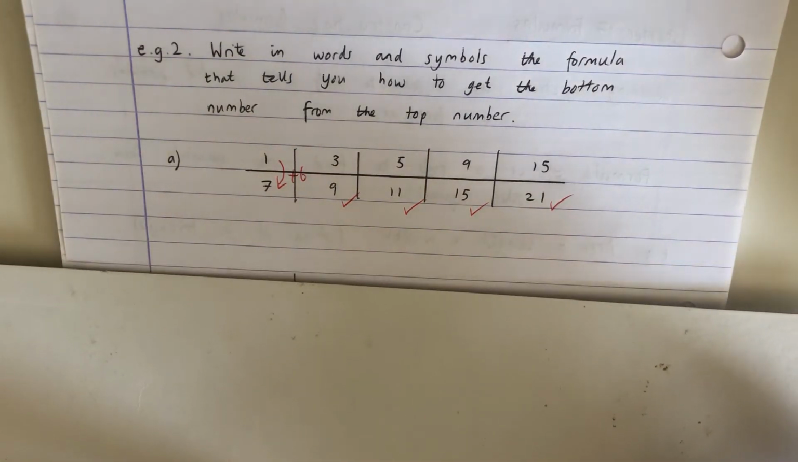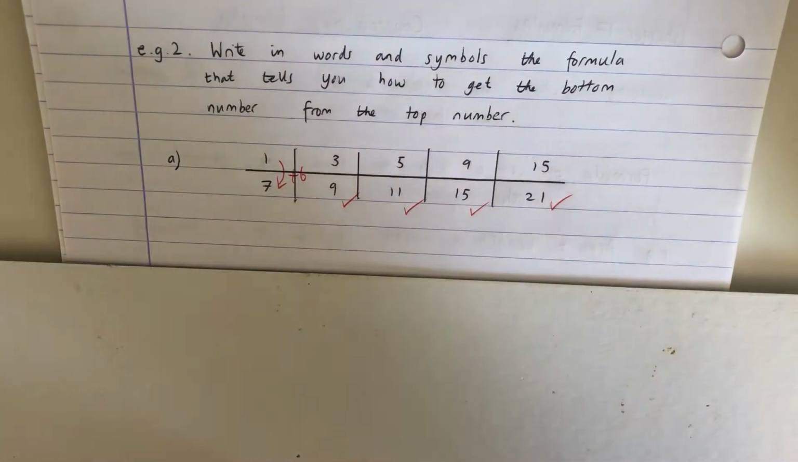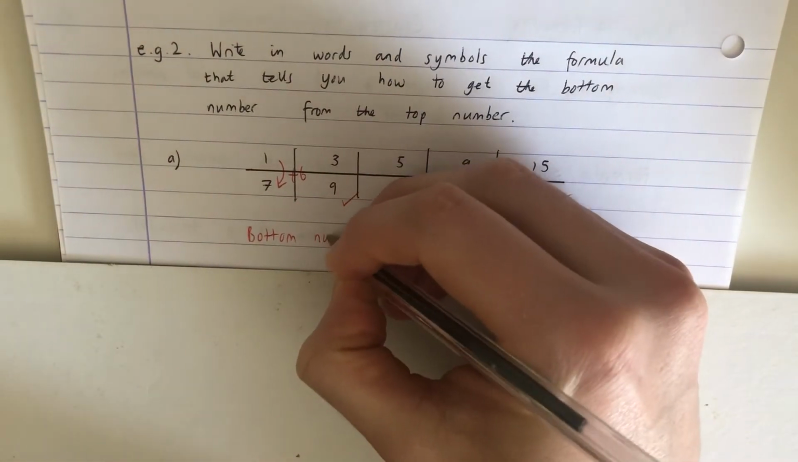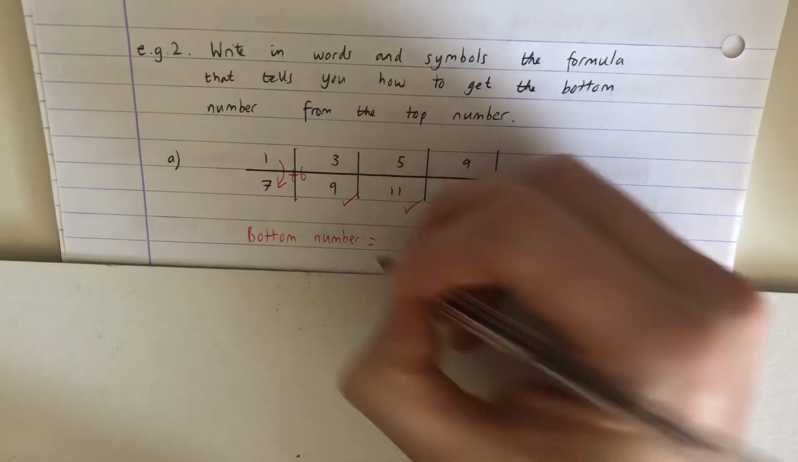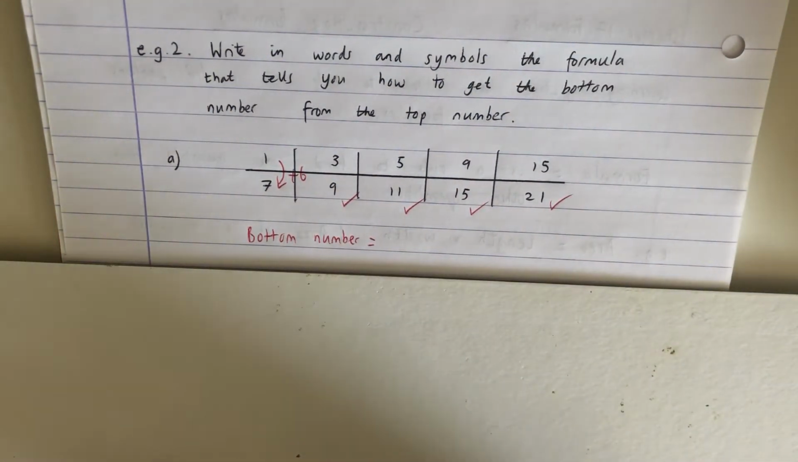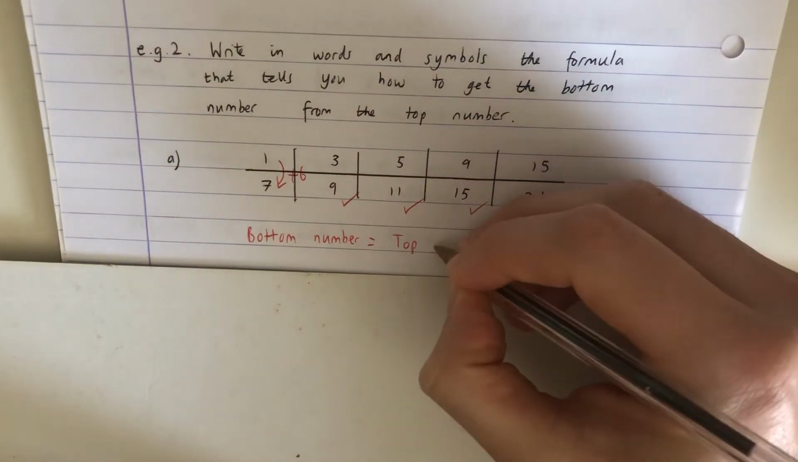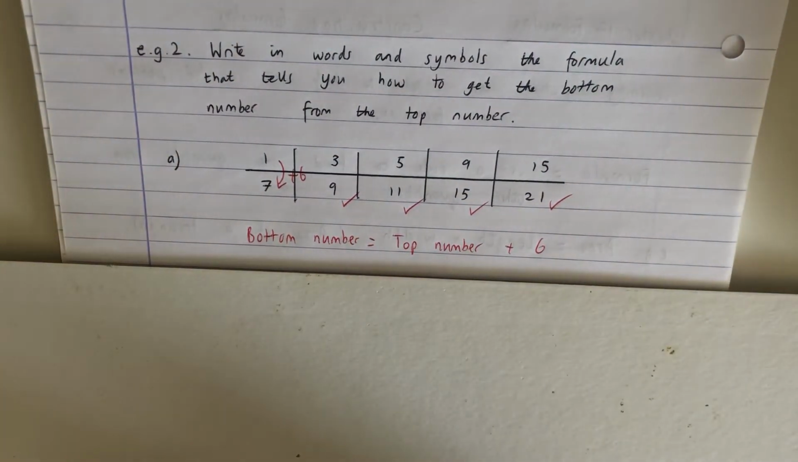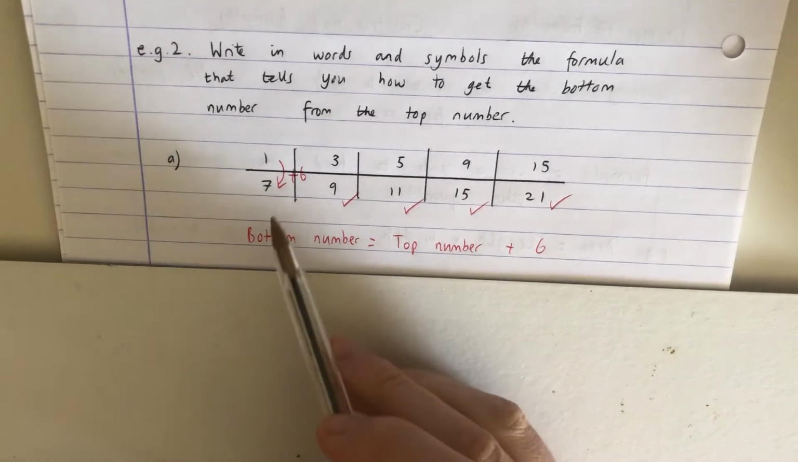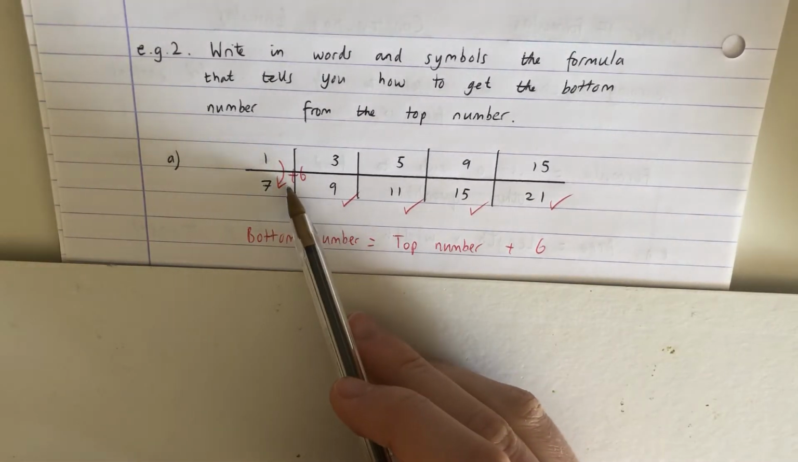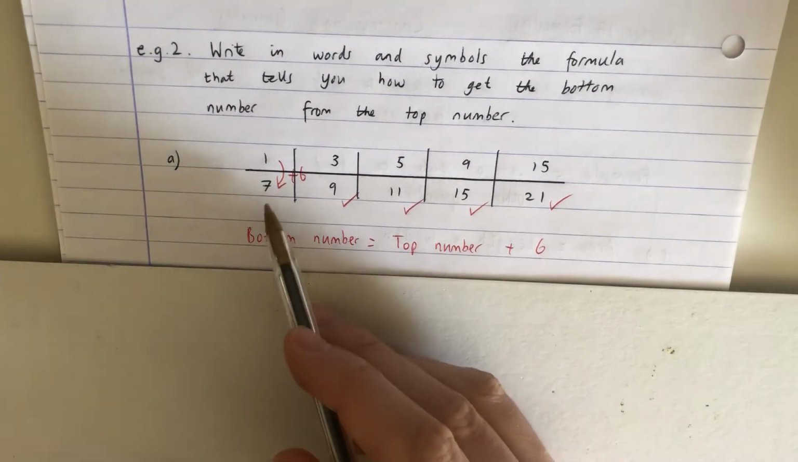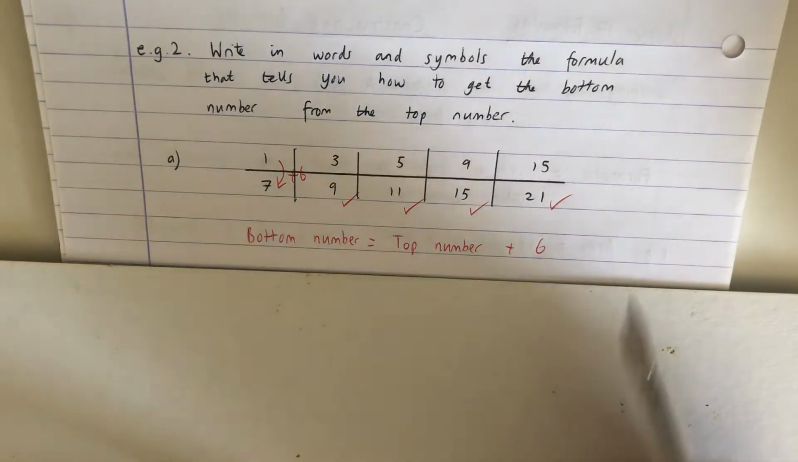So how do you write that in words and symbols? Bottom number is equal to top number add 6. As easy as that. Okay? The only thing you have to make sure is that the rule works for every single bottom number. Not just the first one or the first two, every single one.